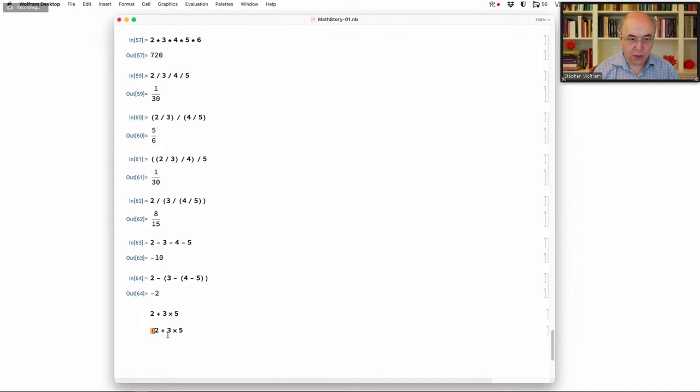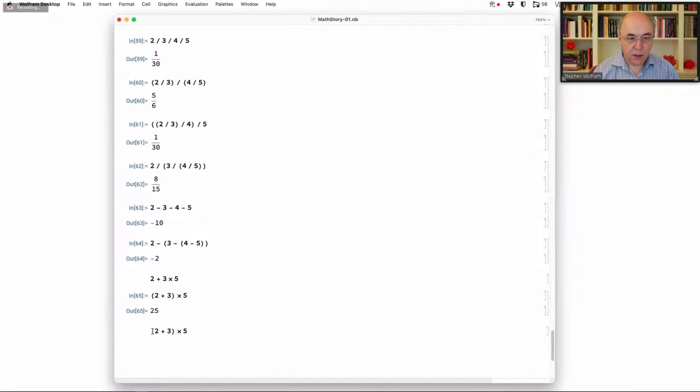It could mean, well, let's just group it to the left, 2 plus 3 times 5. Or it could mean 2 plus 3 times 5. And it is an utterly arbitrary convention that got made, I guess in the 1600s, that if I type 2 plus 3 times 5, I mean do the times operation first and then do the plus operation, even though I wrote it out in this order where the plus seems to come first.